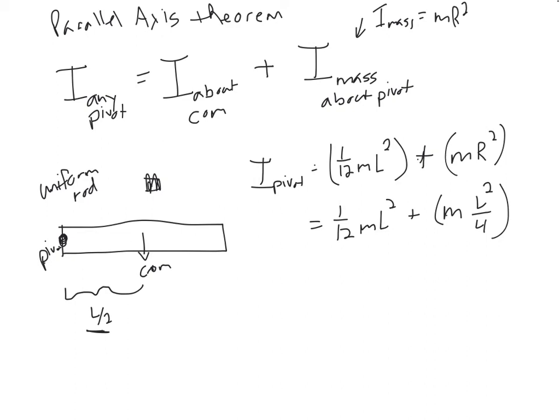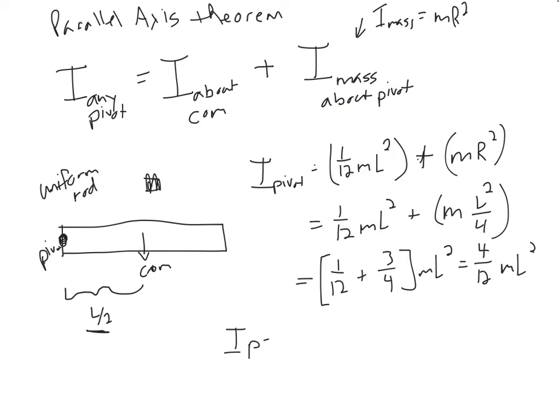All right, play around with this. We get 1/12 plus 3/4 ml squared. That's just 4/12 ml squared. And looky what we have here. The rotational inertia of the rod about its end is 1/3 ml squared.